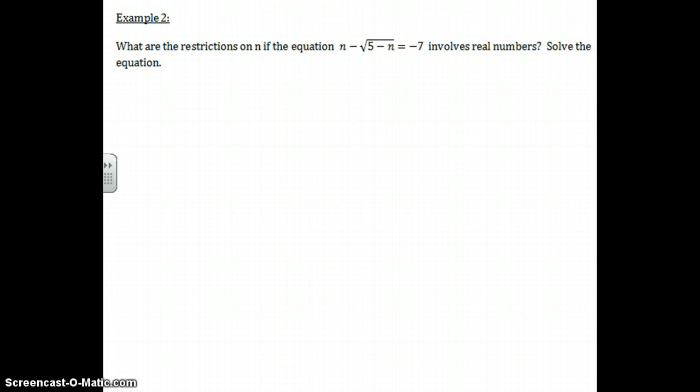So first off, the restrictions part. Basically, what values of n are allowed here? Well, first off, this n could be anything. It could be positive, negative, or 0. It's not going to affect our answer. So this n under the square root sign is the one we need to be concerned about. Anything under a square root sign has to be greater than or equal to 0.